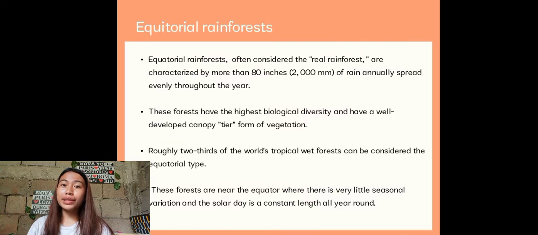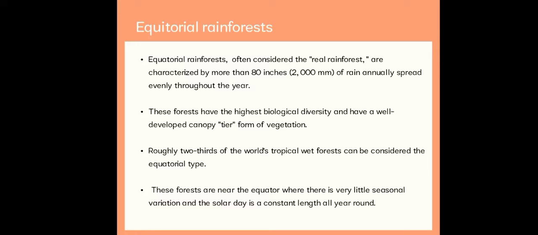Equatorial rainforest, often considered the real rainforest. These are characterized by more than 80 inches of rain annually spread evenly throughout the year. So these forests have the highest biological diversity and have a well-developed canopy tier form of vegetation. Roughly two-thirds of the world's tropical wet forests can be considered the equatorial type.